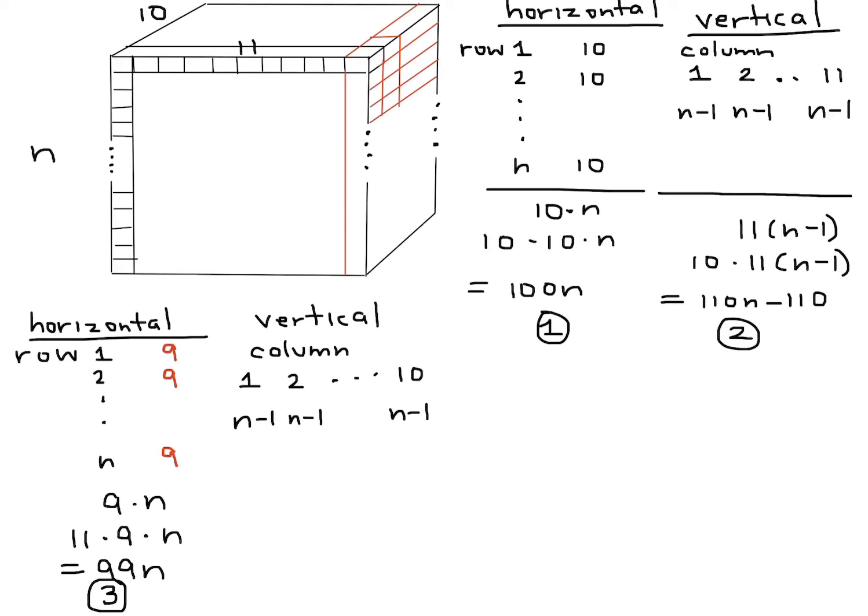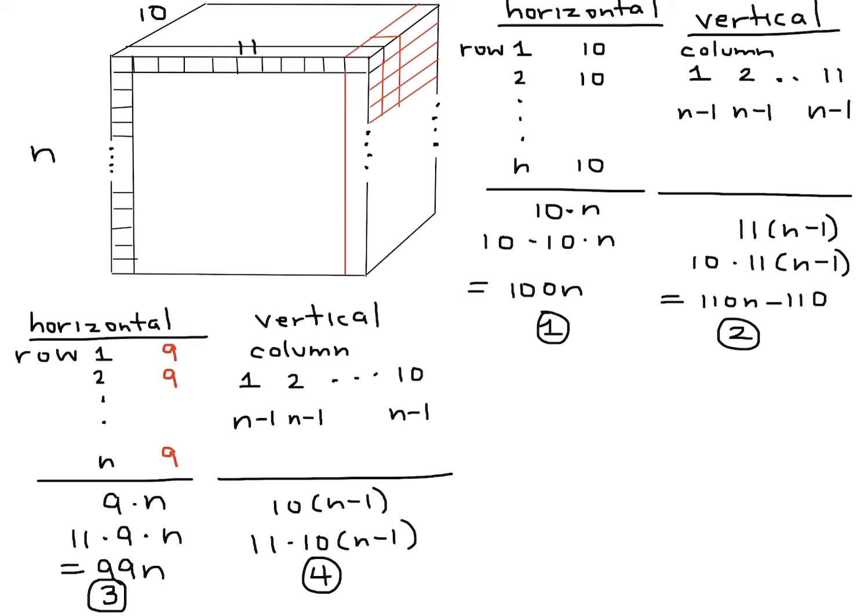So the total is 10 times n minus 1 this time. But that only takes care of one slab, so I've got to figure it out for all the slabs, and there's 11 of those. So this is 11 times 10 times n minus 1. And I'll call this scenario 4. Now here is where the question, the heart of the question in terms of getting the right answer, I guess.